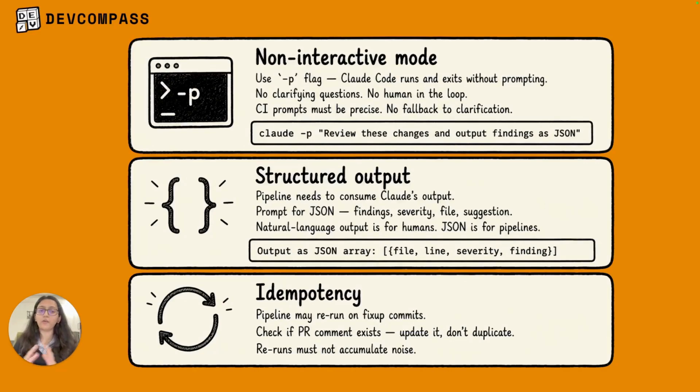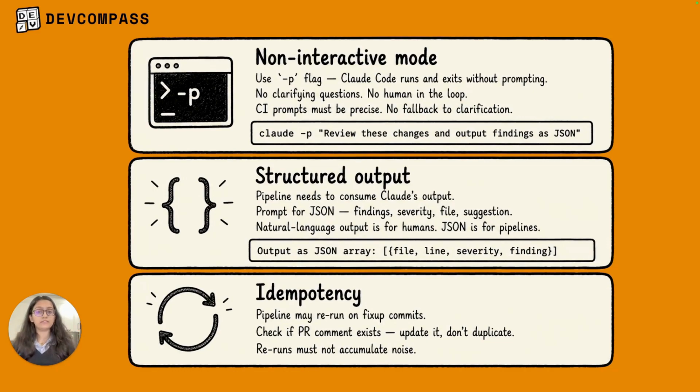Second is structured output. In a terminal session, natural language output is fine. You are reading it. In CI, the output needs to be consumed by the pipeline. That means JSON. You prompt Claude Code to output a structured JSON array: findings, severity, file, suggestion. The code line shows the prompt pattern: output as JSON array, file, line, severity, finding. This is how you make Claude Code's output machine parseable.